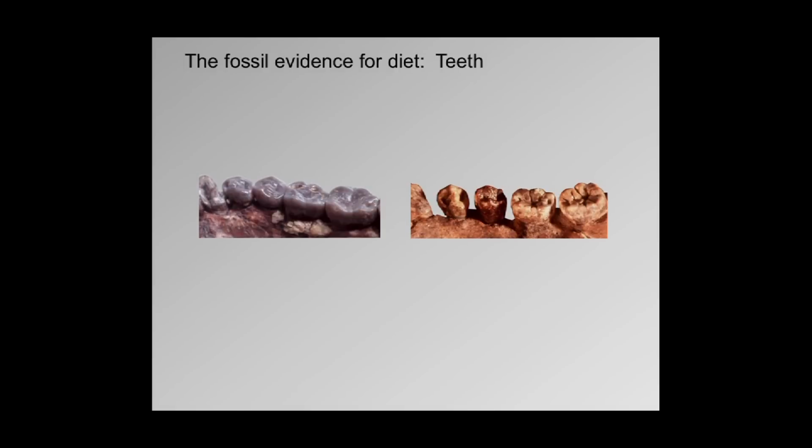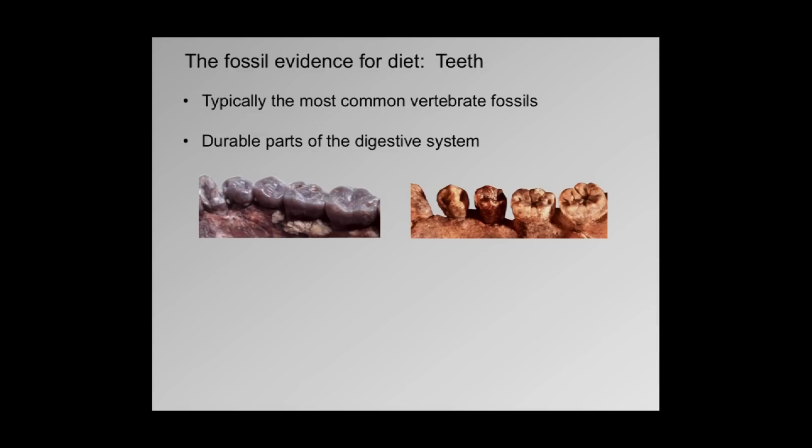What evidence do we have for diet? Well, teeth. Teeth are the best evidence, largely because they're the most common fossils we get in most vertebrate assemblages, and they're durable parts of the digestive system. They're in fact the only part of the body that comes in contact with food that we find in the fossil record. So if we can't get it out of teeth, we're probably not going to get it out of anything, at least at this point.